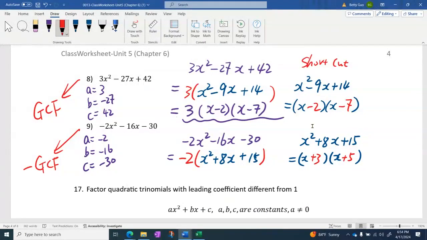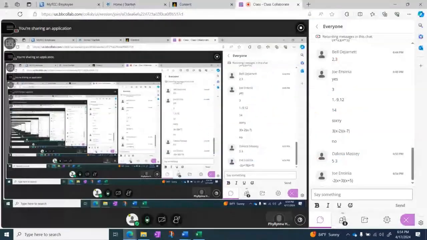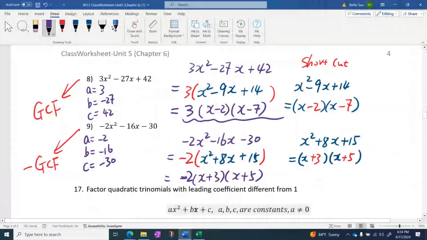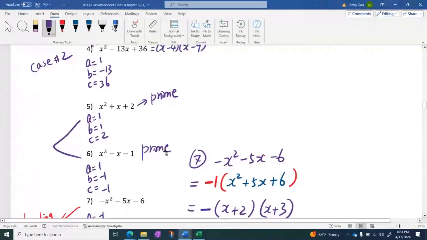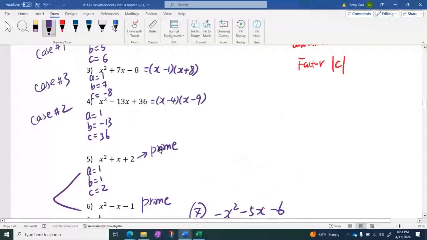Very good. So now let's put it back. The result would be negative 2. Don't forget the negative 2 in front of the parentheses. Times x plus 3. And then times x plus 5. And that's it. The final answer is negative 2 times parentheses x plus 3 times x plus 5. Very good. Thank you, Jill. That's correct. Again, there is a purpose for those questions.